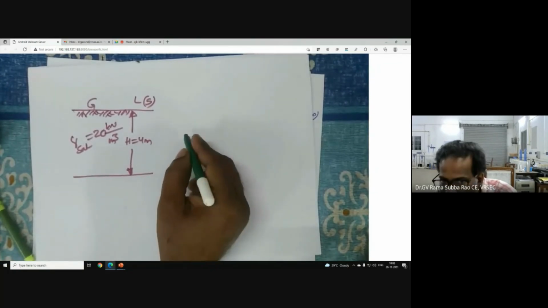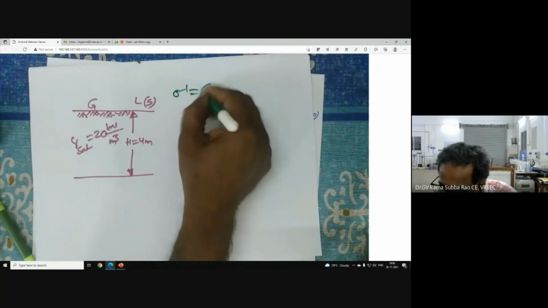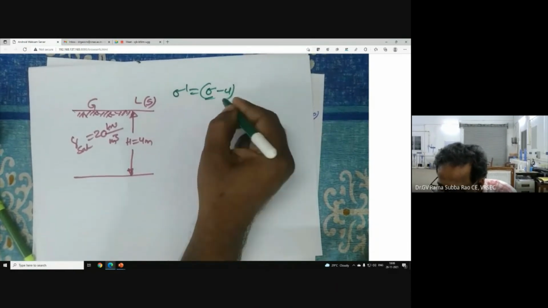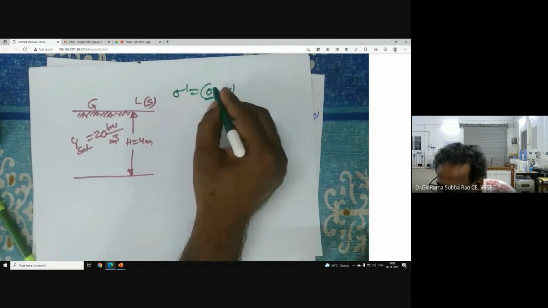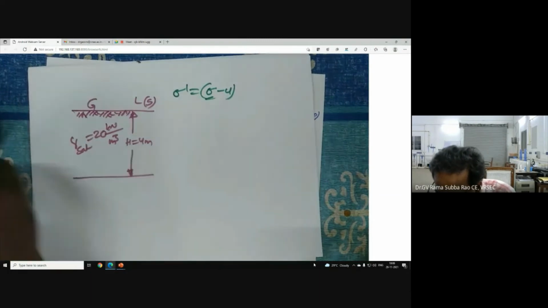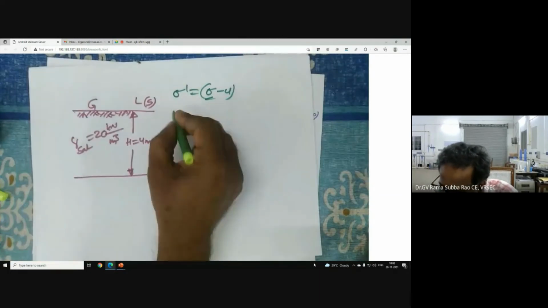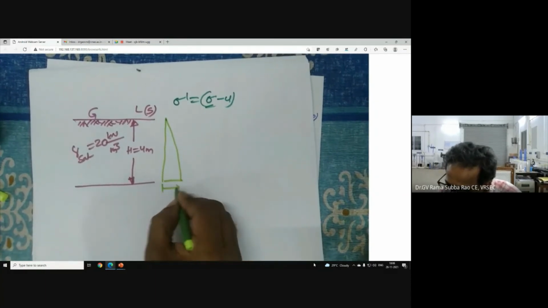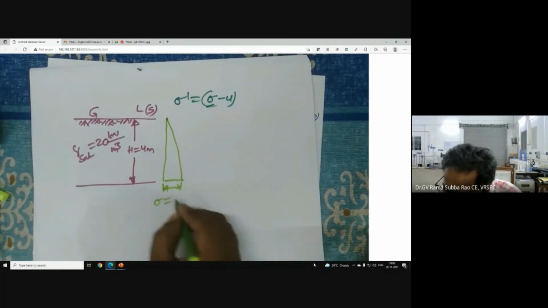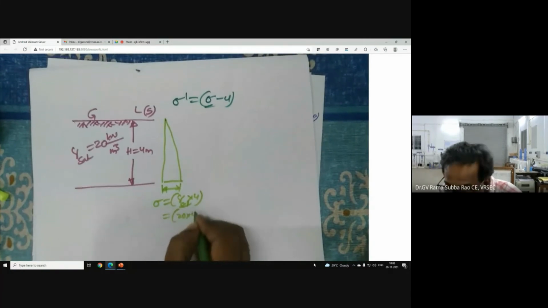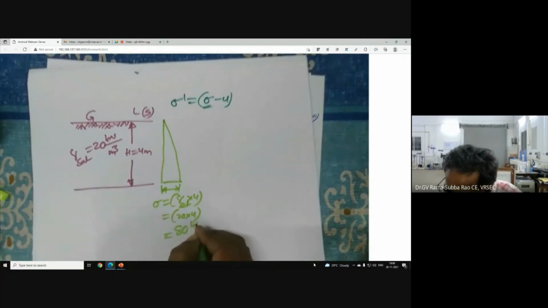So let us see now how to calculate effective stress. As we discussed, effective stress we cannot get directly. We have to first calculate total stress and then pore water pressure. Then we calculate sigma dash is equal to sigma minus u. So let us proceed to determine sigma. I'm going to draw a triangle. Can anyone tell me what sigma is now? Gamma sat into 4. So I have 20 into 4, which is equal to 80 kilonewton per meter square.